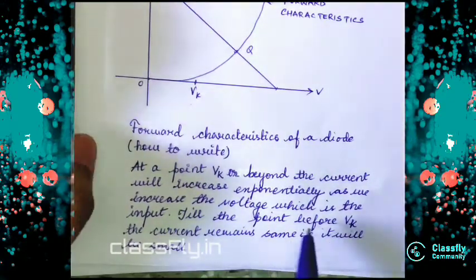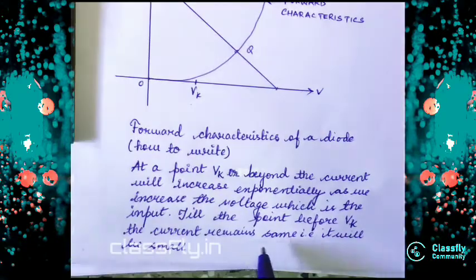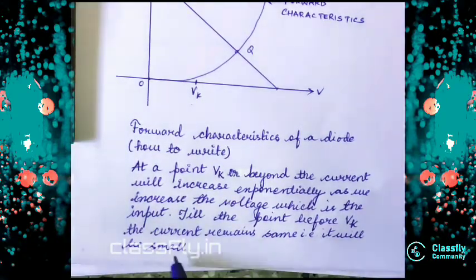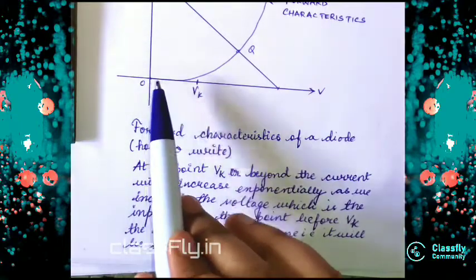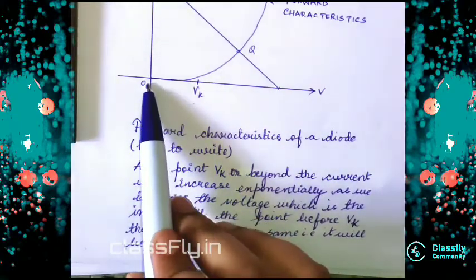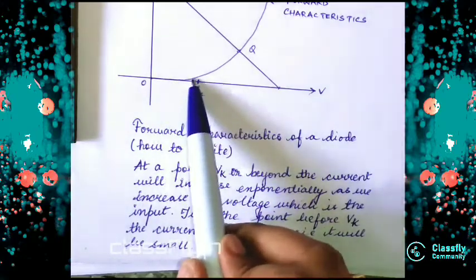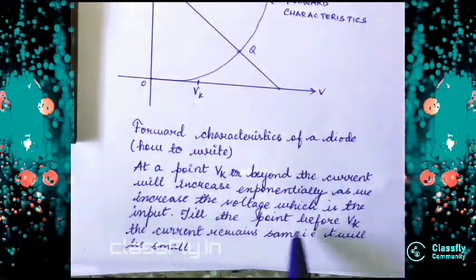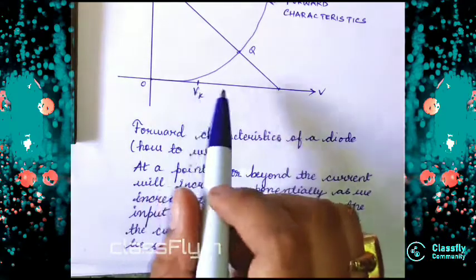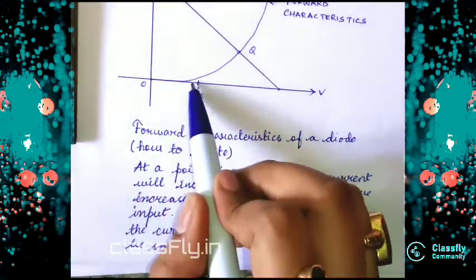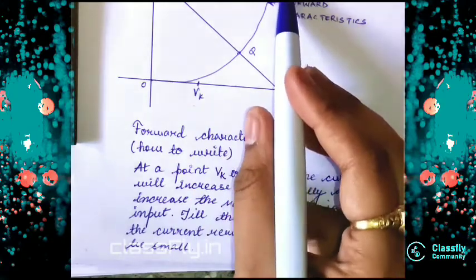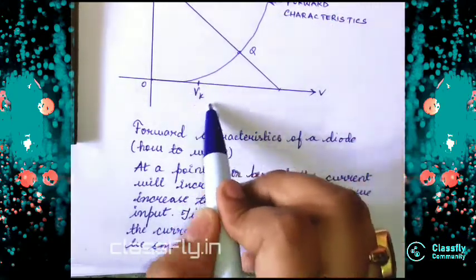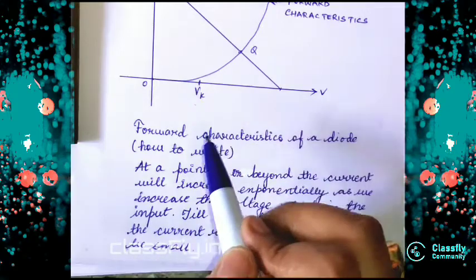Till the point before Vk, the current remains the same, that is, it will be very small, or it is at zero. After the point Vk, it will increase exponentially as we increase the voltage, which is our input.